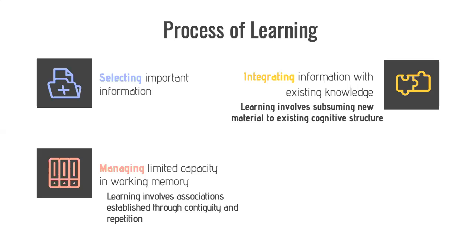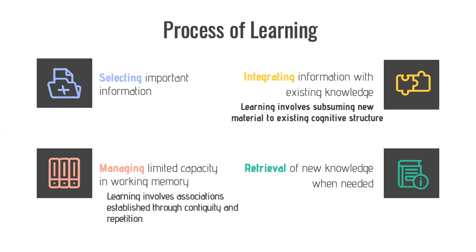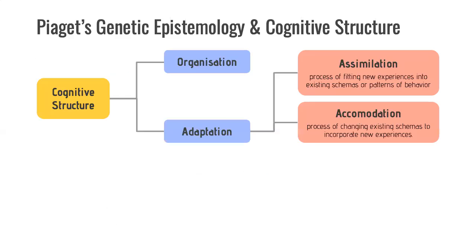Learners are also integrating information, especially new information, into their existing knowledge, in which learning involves subsuming new materials into the existing cognitive structure. Every cognitive structure is different for each learner. In the process of learning, cognitive learning theories also stress the retrieval of knowledge when required, and building up new knowledge based on the existing knowledge. So these are the processes.